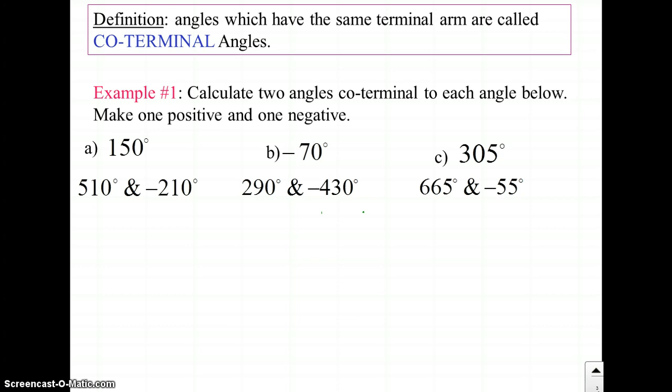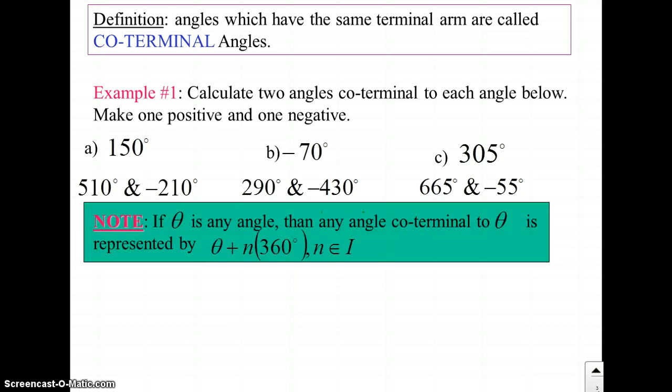Note, if angle theta is any angle, then all angles coterminal to theta are represented by this equation: theta plus n times 360, where n is an element of the integers. So all this equation is saying is we're going to add or subtract values of 360. Rotations positive and rotations negative. All right, so n is an integer. That means it can be a positive or negative whole number. I can add or subtract rotations 1, 2, 3. I could do 4 rotations and come up with a coterminal angle.